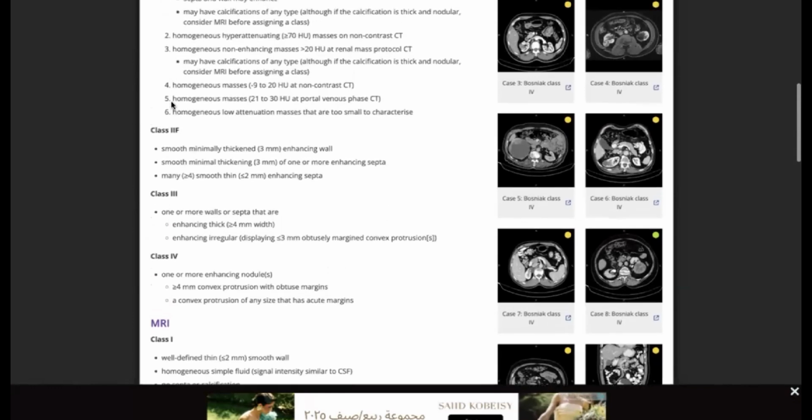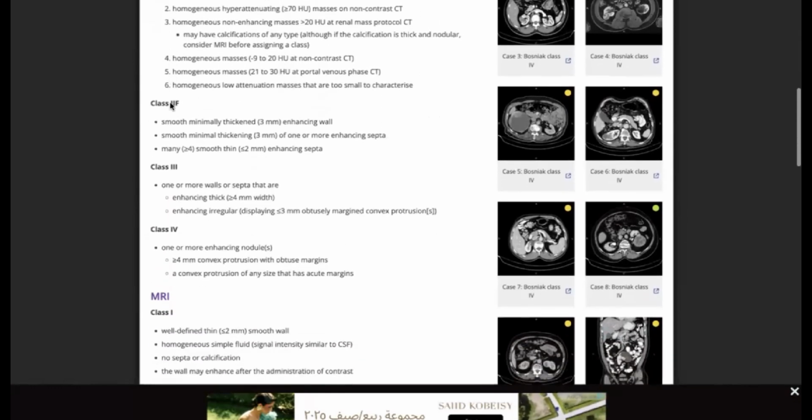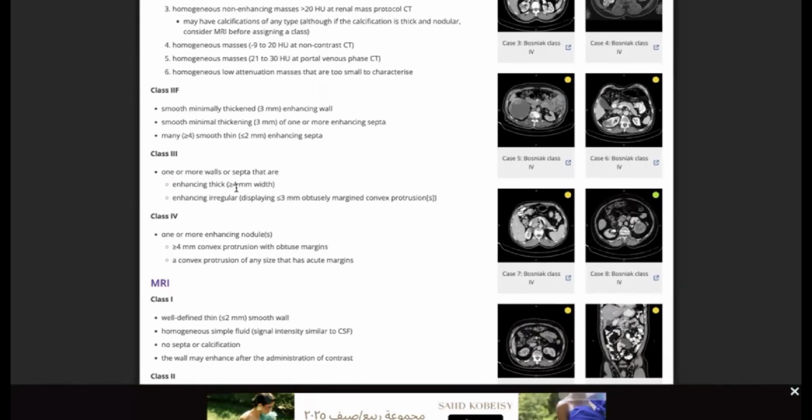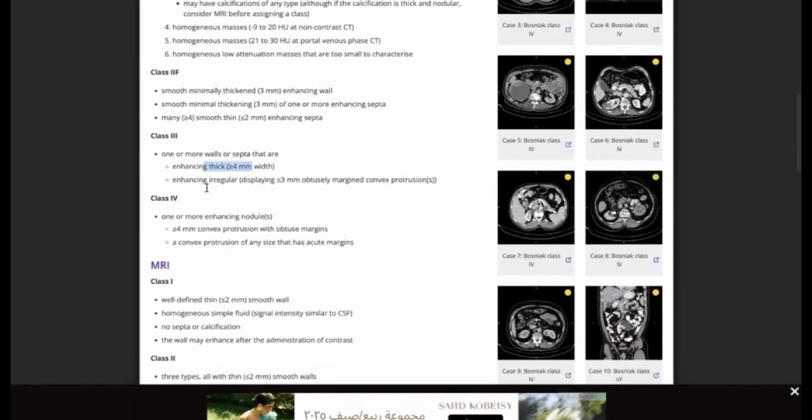So the confusion is always between 2 and 3. To diagnose 3, you should have an enhancing thick wall of more than 4 mm. Type 3 is more towards malignancy. Okay? So 3, 4 mm; keep it in your mind. Type 3 needs 4 mm and an enhancing wall, or the wall is enhancing and irregular. So type 3 is all about the wall.